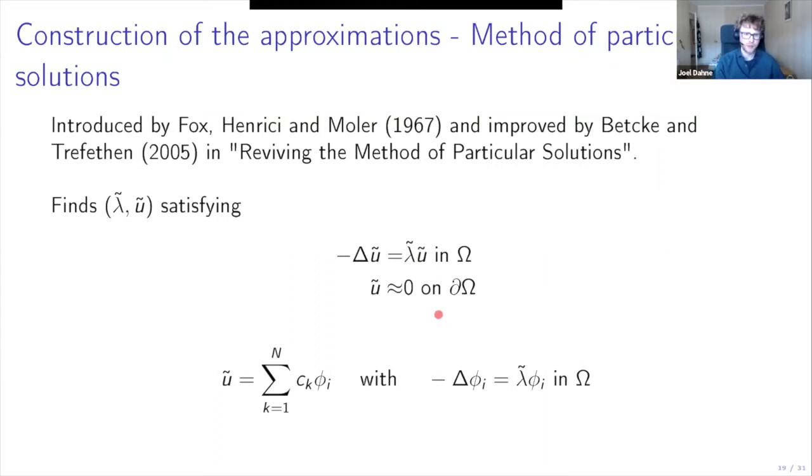The idea of the method is that you look at linear combinations. You have some basis functions, phi I, which do satisfy this equation exactly. So these you have to know beforehand, and in many cases we do. Then we look at approximations which are linear combinations of these, and we try to choose the linear combination so that it's small on the boundary. What this method tells you is how to do this in a good way, which is something I will not really go into detail with.